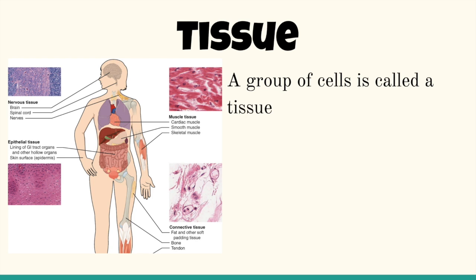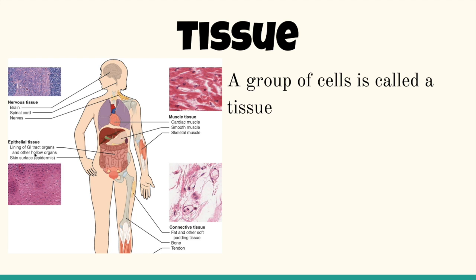If we take a group of cells and we put them together, we actually get something called a tissue. And you have 4 main types of tissue. You have muscle tissue, which can be cardiac, smooth, or skeletal muscle. We have nervous tissue, which is a group of nerve cells, part of your brain, spinal cord, and nerves. We have epithelial tissue, which is a fancy way for saying skin. It's kind of like that material like skin.